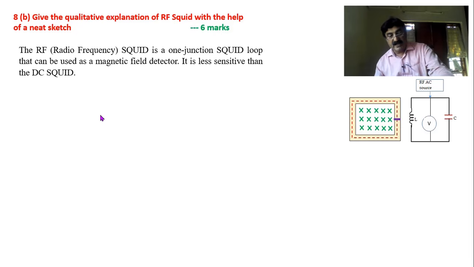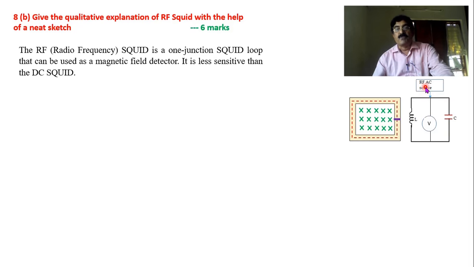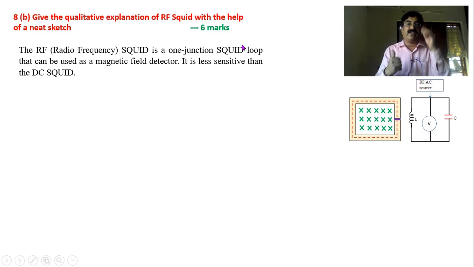By the side of that, I have an LC circuit. L means inductor, C means capacitor, and this LC circuit is connected to an AC power supply, an RF AC source, meaning radio frequency AC source. Radio frequency means low frequency. I also have a voltmeter connected in parallel to the inductor and capacitor, that you can make out easily. Actually what happens here, I will tell you. Already I have applied a magnetic field to the SQUID, let us say phi is the magnetic flux. Then when I switch on the LC circuit, current will flow in the circuit and it produces a magnetic field.